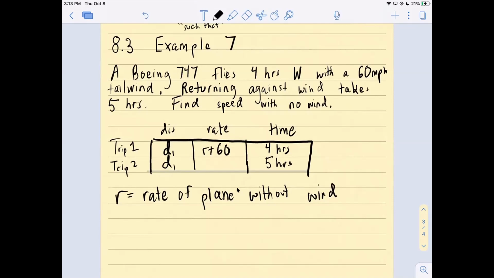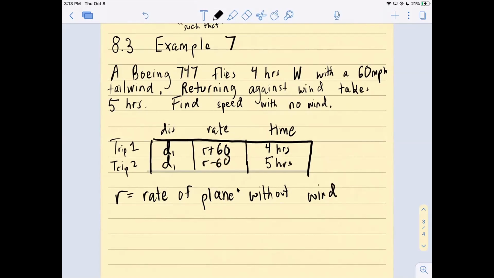Now, if it's going backwards, going back from the east coast back to the west coast, and it's got a headwind, now how fast will it be going? R minus 60. Awesome. And think about these logically.